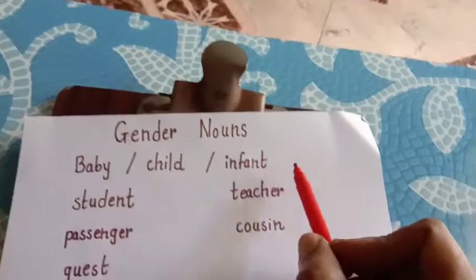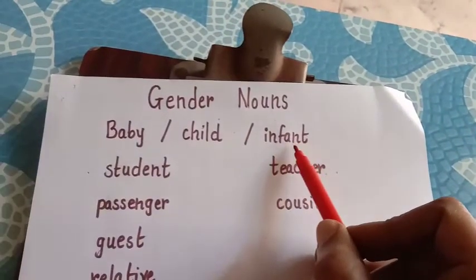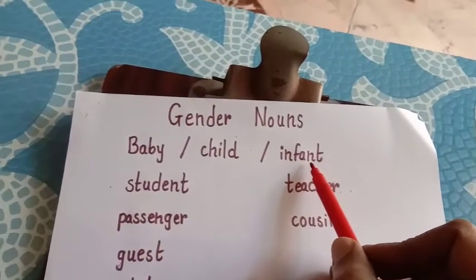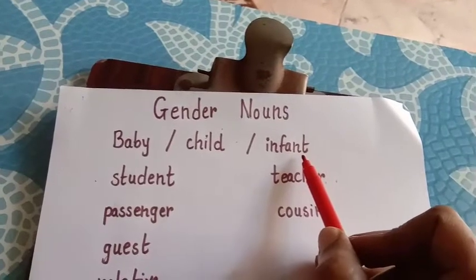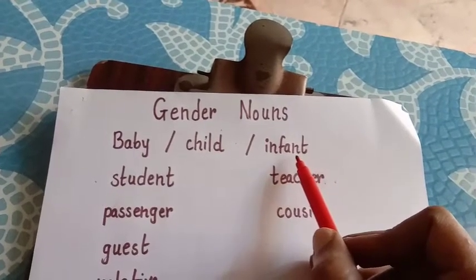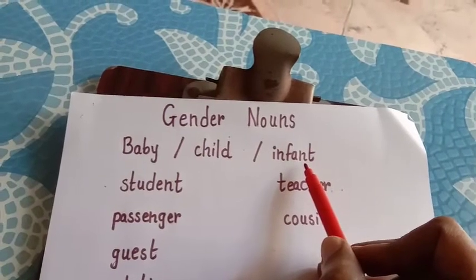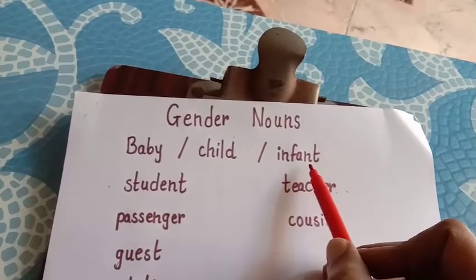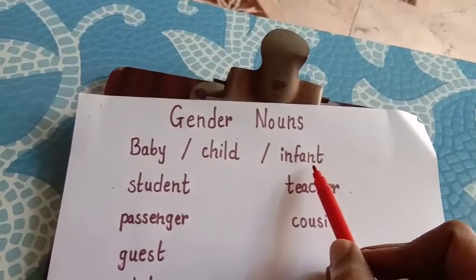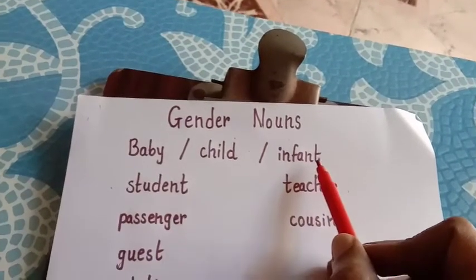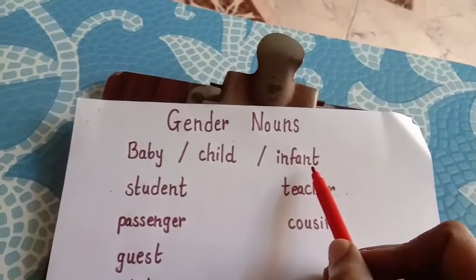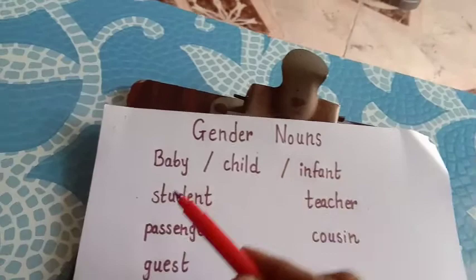Similarly with the infant. Infant is a very small baby, less than probably 2 years of age, and we have to specify whether it is a girl infant or a boy infant. Usually infants are the general term we use for a very small child.